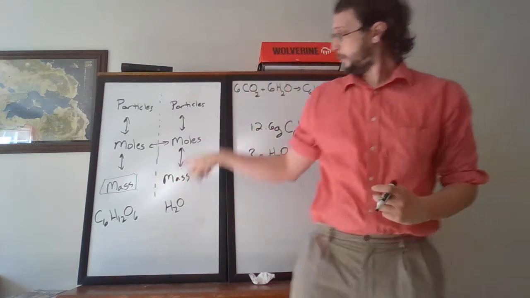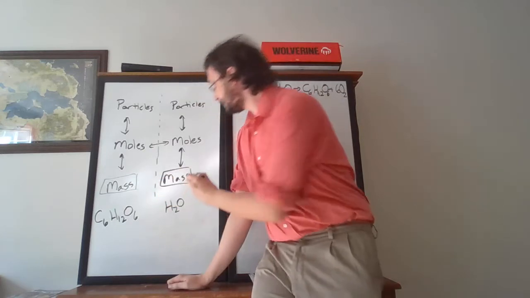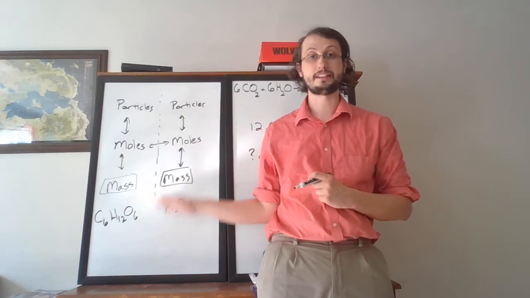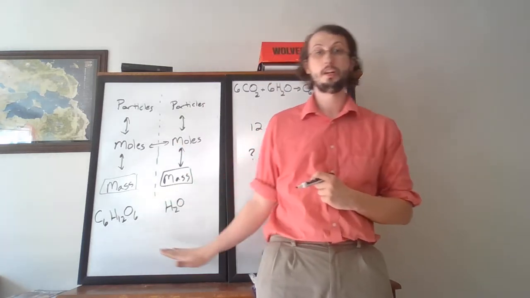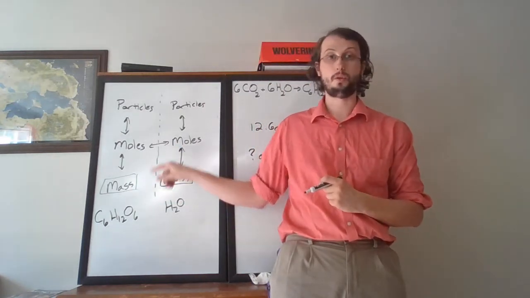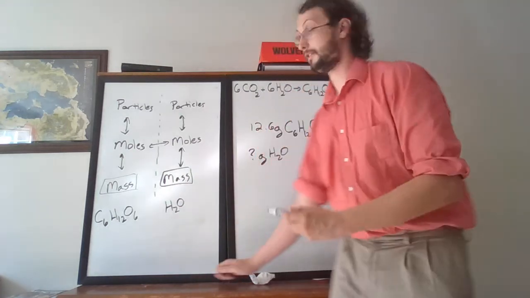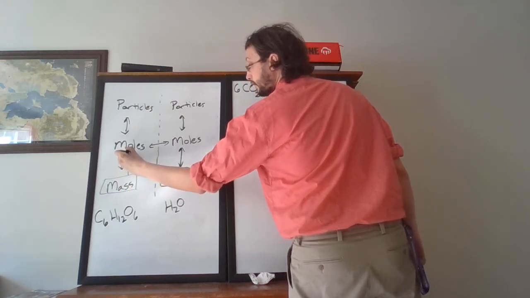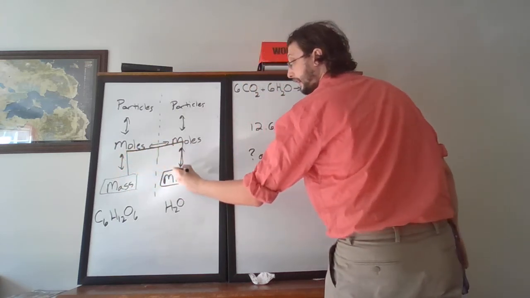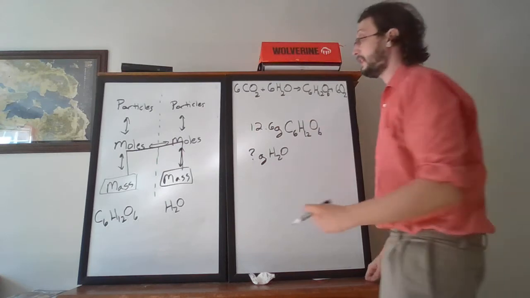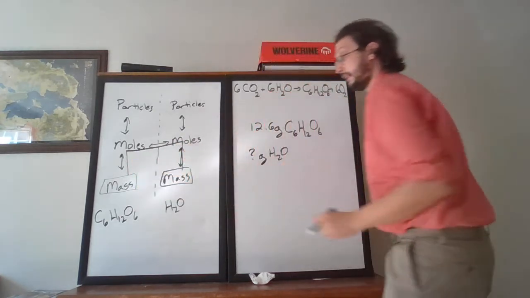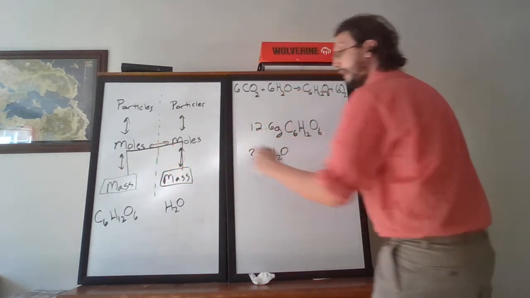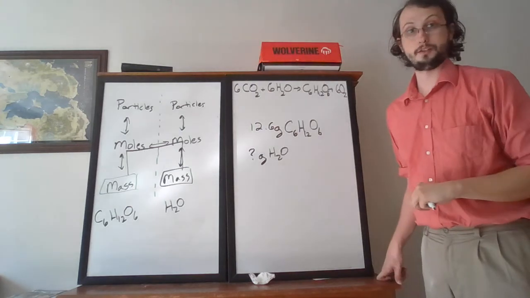And so, if we're going from mass to mass, we can't just go from mass here to mass here. The only way we get across this dotted line that separates our substances, separates glucose from water, is to go up here to moles. So what we have to do is start with grams of glucose, go up to moles of glucose, over to moles of water, and down to grams of water. And we see that taking that route to get to our answer, we need 1, 2, 3 arrows. That's 3 conversion factors.